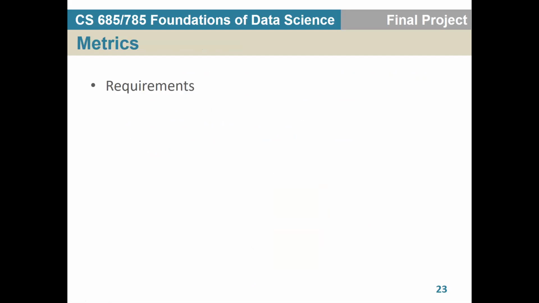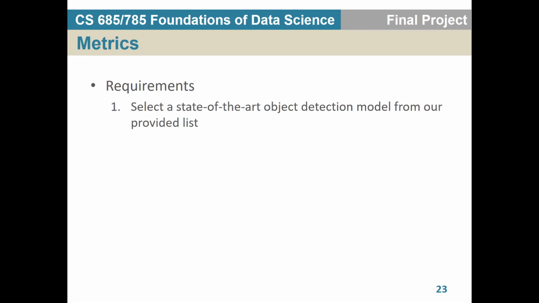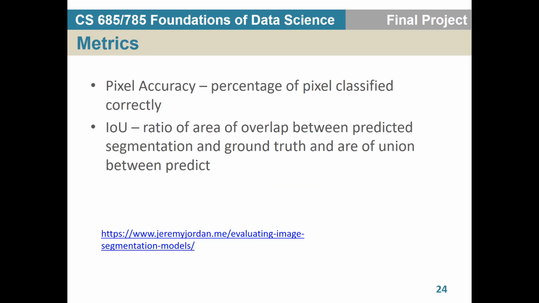And metrics. After you select your model, divide your data into a training set and a testing set, and do the training, we want to measure the performance of our selected model. Here we can use pixel accuracy, the percentage of pixels classified correctly, so what percentage of cell colonies were classified correctly, and IOU, intersection over union.